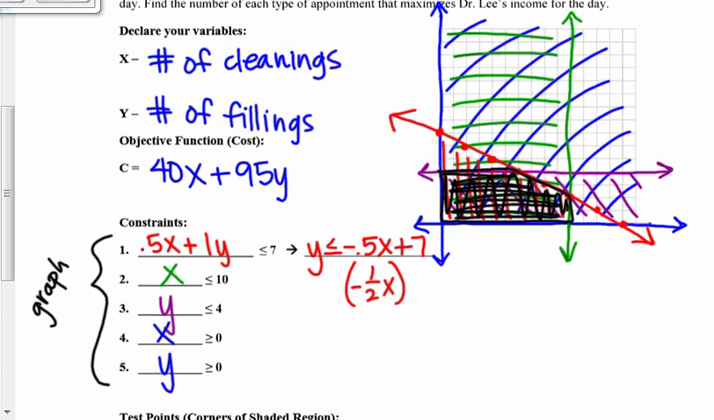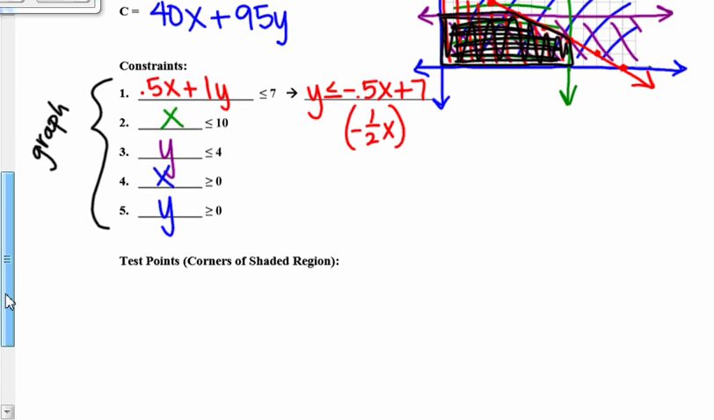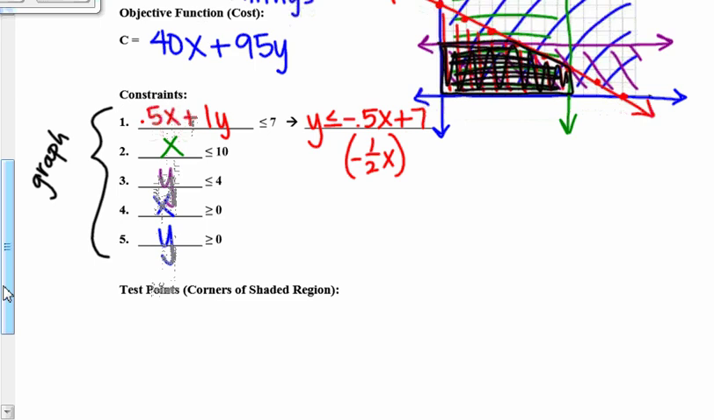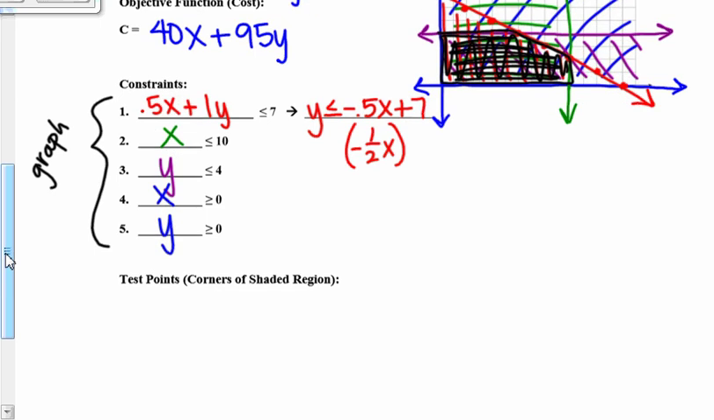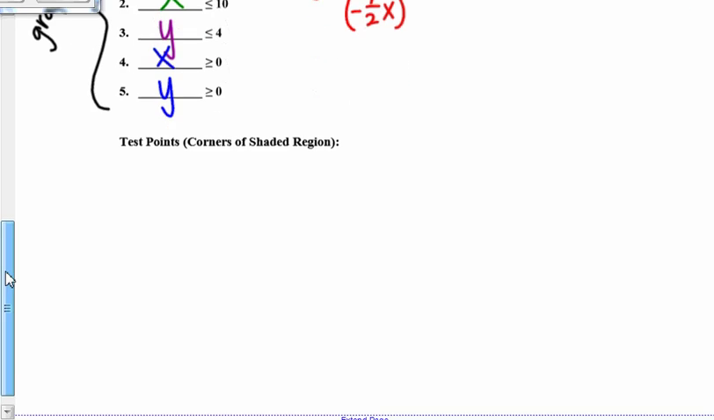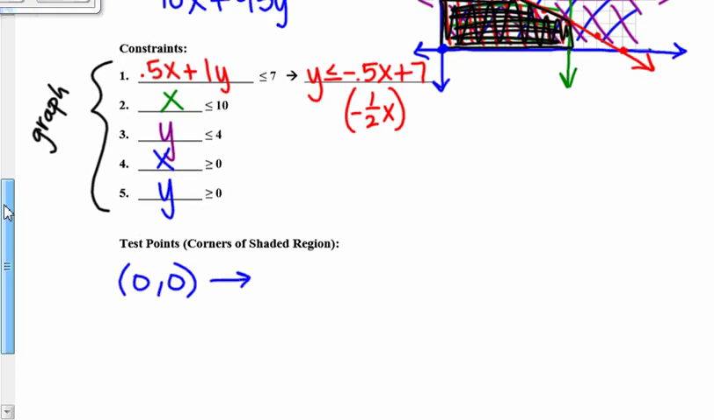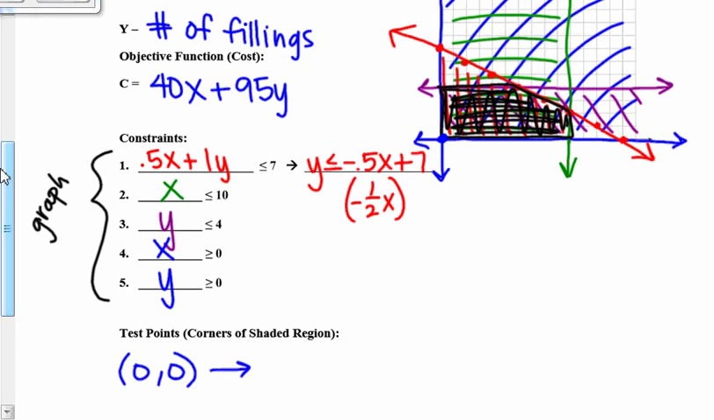So my last step here, test points, test the corners of my shaded region. I'm going to go ahead and pick those points off of my graph. So one of them, pretty easy, is at 0, 0. I'll test that point. Let's test up here, 0, 4.